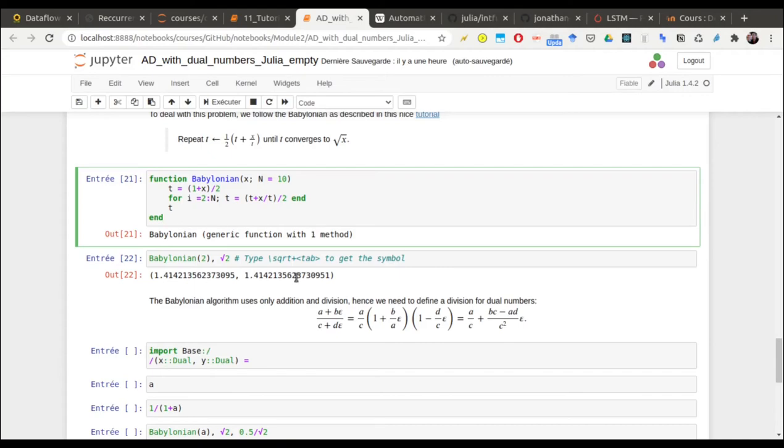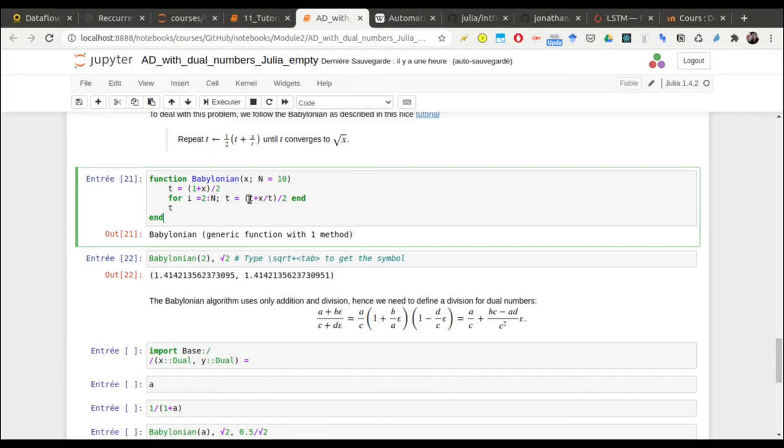Okay, so remember I want now to compute the derivative of the square root function. So instead of the square root, I will use this Babylonian approximation. And if I'm able to run this Babylonian function on dual numbers, then I'm done.